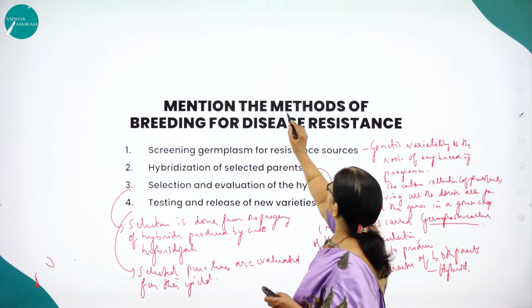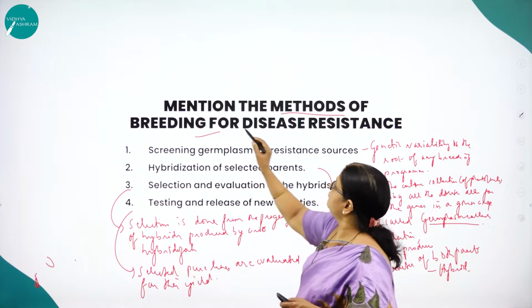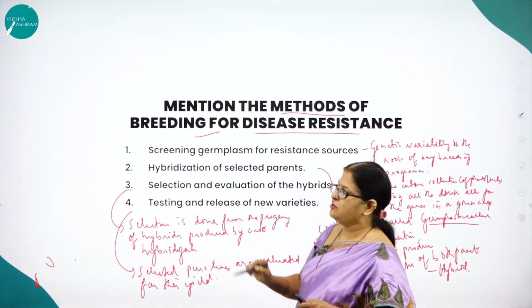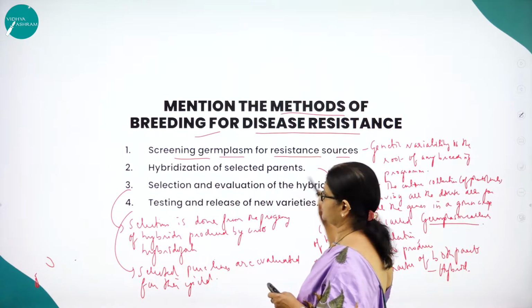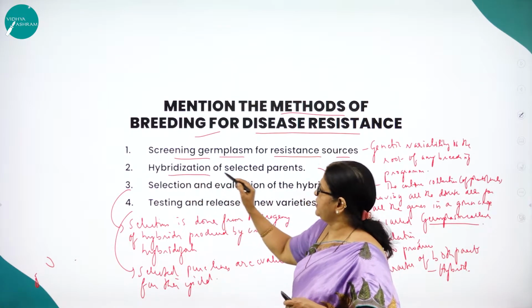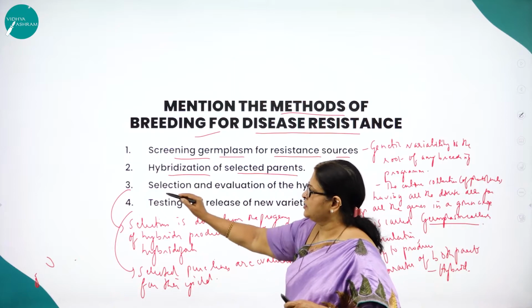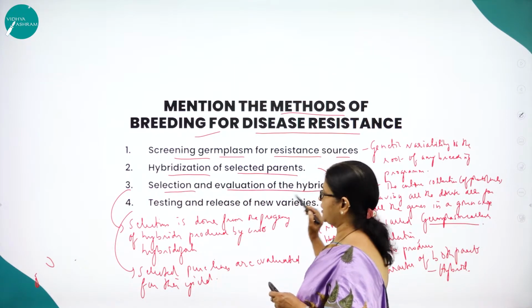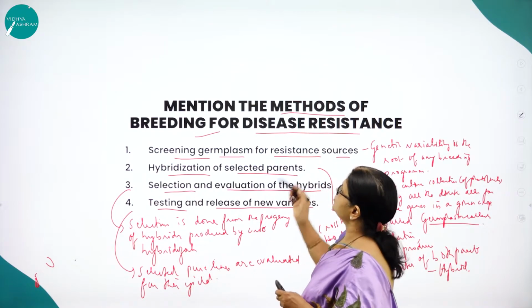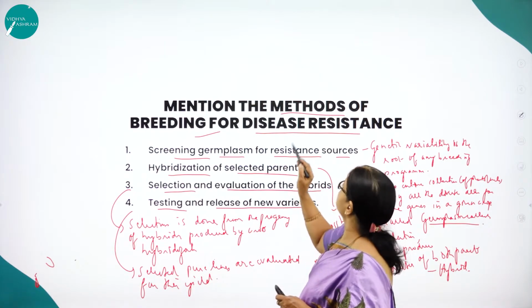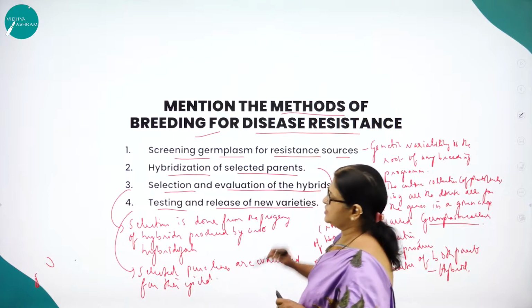So what are the methods of breeding for disease resistance? First one is called screening germplasm for resistance sources. Second one, hybridization of selected parents. Third, selection and evaluation of the hybrids. Fourth, testing and release of new varieties. So all these are the methods of breeding for disease resistance.